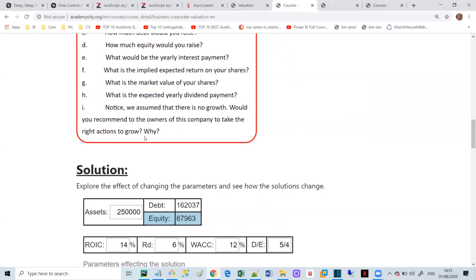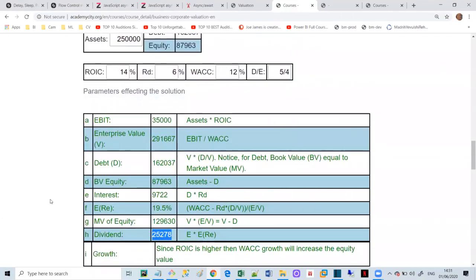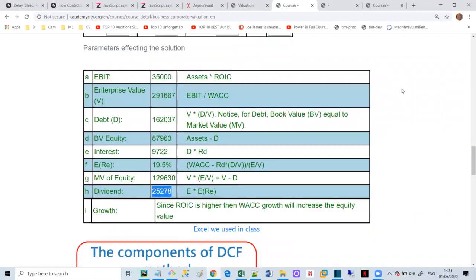First of all, I should really have asked also, what are the right actions in order to grow? How will you grow this company? You as an investor. Increase ROIC. Say again? Increase your return on invested capital. That's a different issue. Hold on that, I'm coming back to it. But let's assume this is the ROIC.